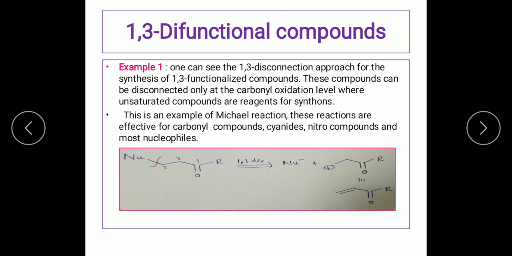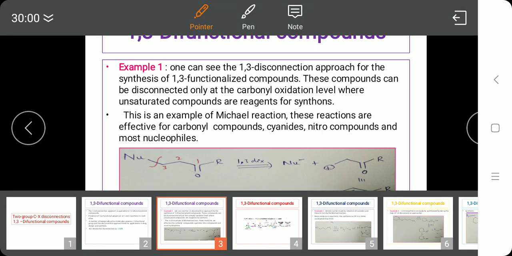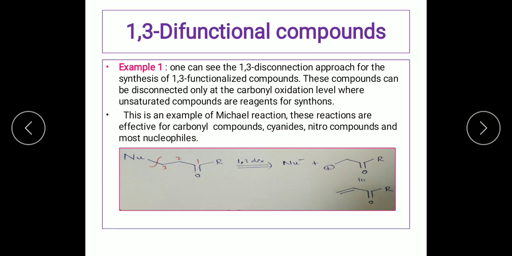So a synthetic equivalent of this kind is always going to give rise to the Michael reaction. Now here you can see the same kind of reaction taking place as I explained in that example for Michael reaction. Here also the Nu minus base is going to abstract the proton from NuH to give rise to Nu minus, and Nu minus is going to attack at this terminal carbon of the alpha beta unsaturated compound, and then there's going to be the formation of a target molecule like this.